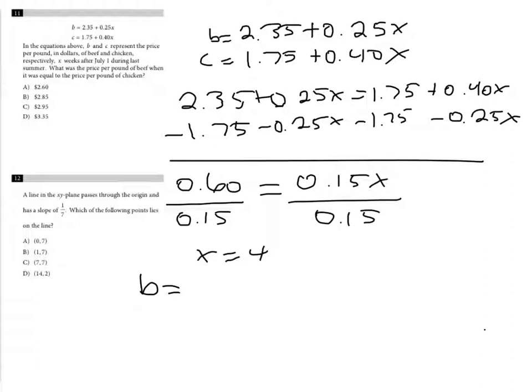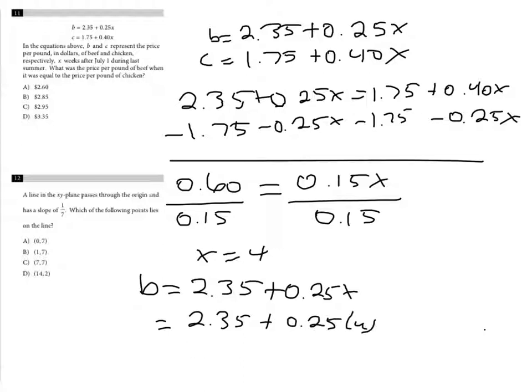So the question is asking, what was that price? Let's go back to our B equation: B equals 2.35 plus 0.25x, and then just plug in 4 for x. So that's 2.35 plus 1, which would give us an answer of 3.35, which would be answer choice D.